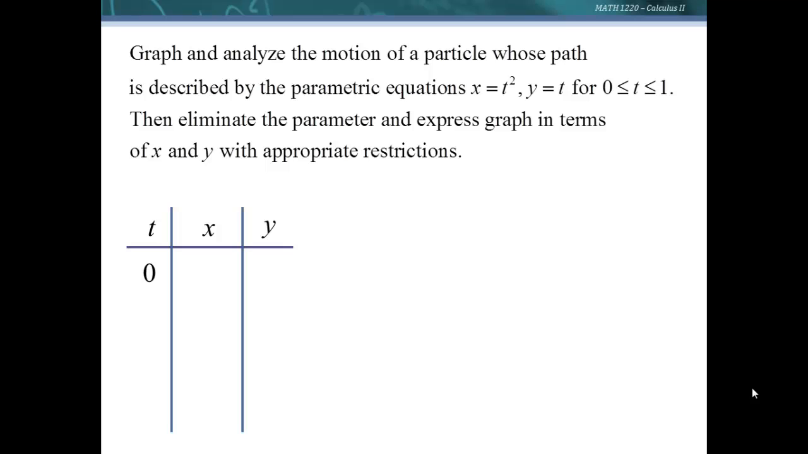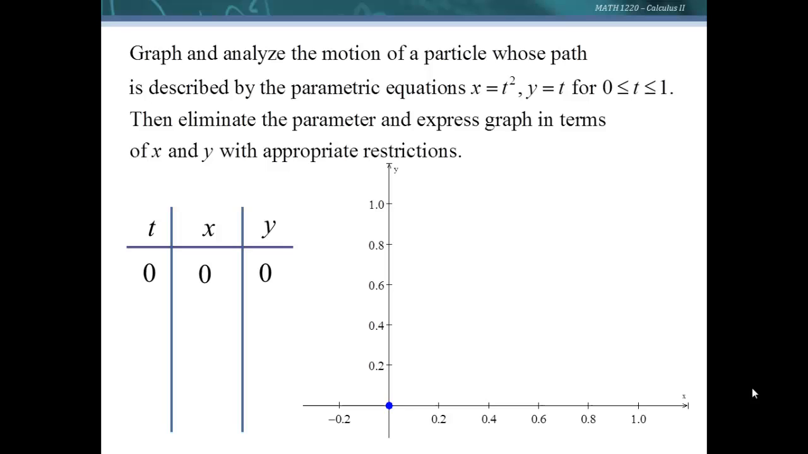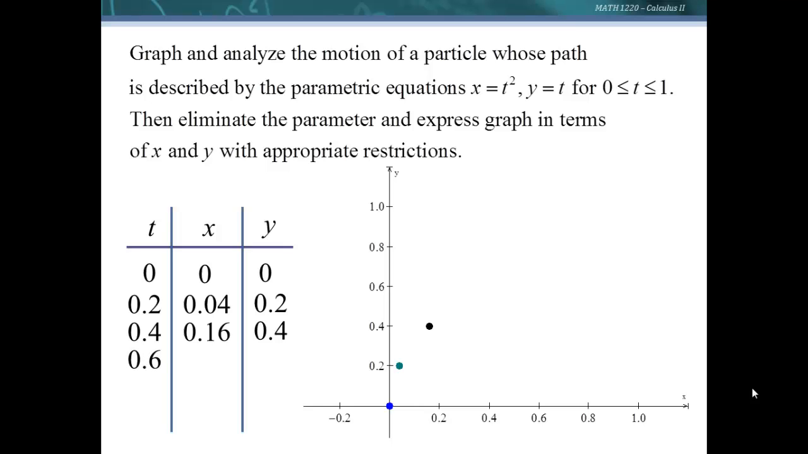So we'll start with 0, and of course 0 squared is 0 and y equals 0. So we plot that xy point 0, 0. Then we'll let t be 0.2, so if we square that we get 0.04, and y is equal to t, so that's still 0.2, and we can plot that point. Then 0.4 squared is 0.16, and our y is still 0.4, and we can plot that point. Then let's do 0.6 squared is 0.36, and 0.6 for the y, plot that point.